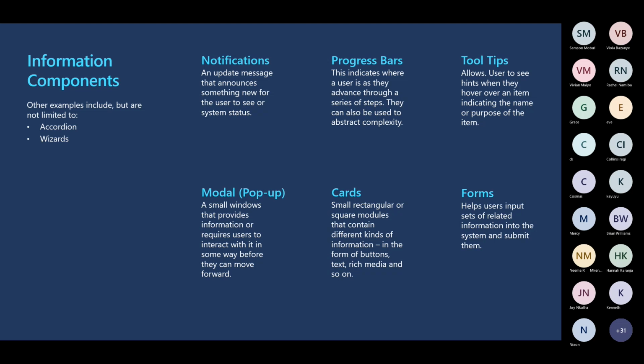And then we have tooltips. Those appear when you hover over an item, indicating maybe the name of an item or the purpose of an item. These are useful when you want to use icons that are probably not so familiar to someone, or if you're using a common icon for a different purpose, you can have a tooltip. So when someone hovers over an icon or some text and you want to explain more of the purpose of that action, or that link, or that button, or that icon, you can use tooltips.